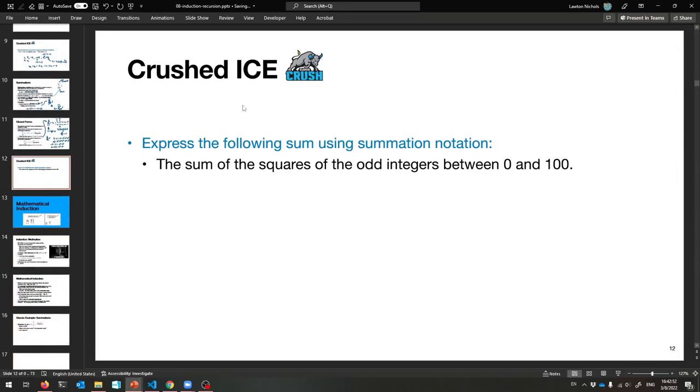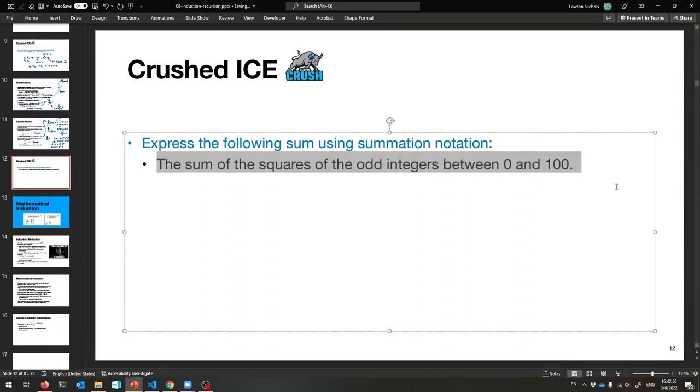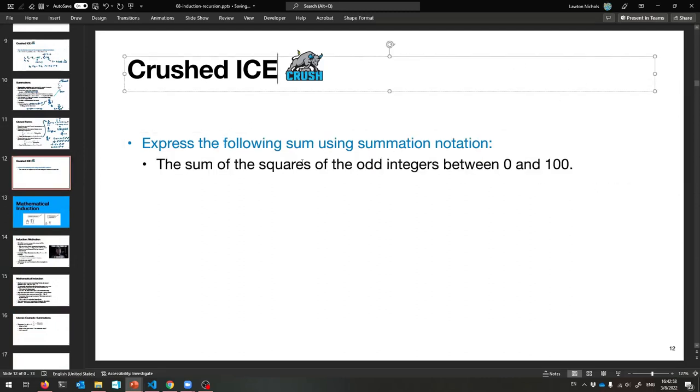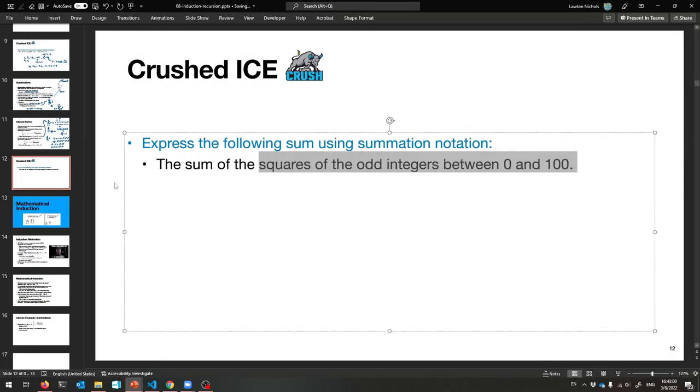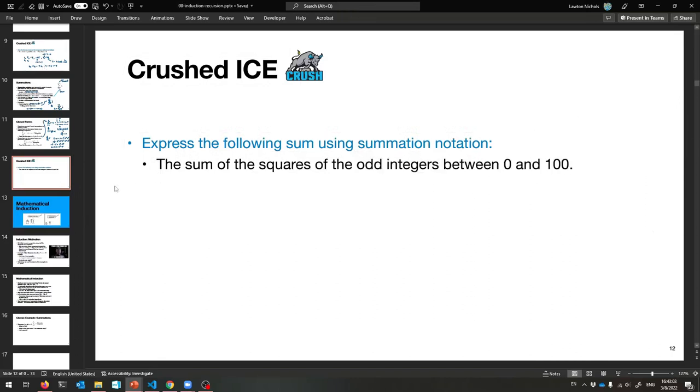So now, let me give you something to try. Try to express this sum here using summation notation, the sum of the squares of the odd integers between 0 and 100. Kind of think about how you would write a for loop to go through all those values and kind of translate it to summation notation. That's, as a programmer, maybe the best route. So give that a try, and then we'll talk about it.